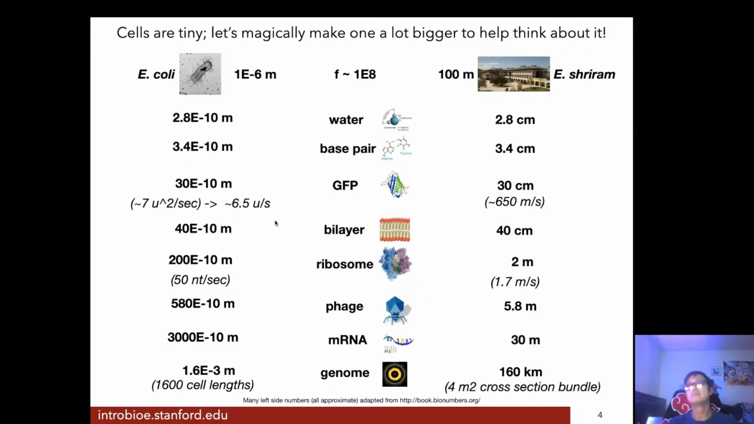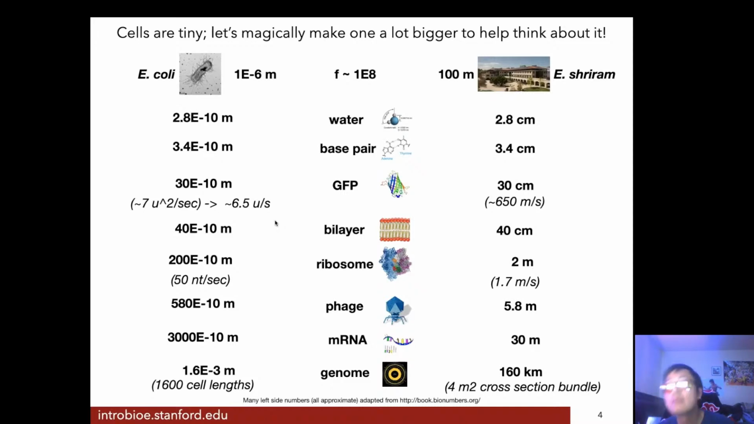Well, that feels nice. It's like an inch. And a base pair of DNA, it's suddenly much more accessible. It's like 3.4 centimeters, roughly. And this green fluorescent protein that was so tiny before, 3 nanometers, 30 centimeters. What is that? Like the size of a basketball or football, approximately?